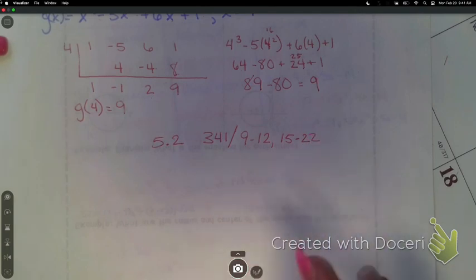What is it again? What's the assignment? It's right here.